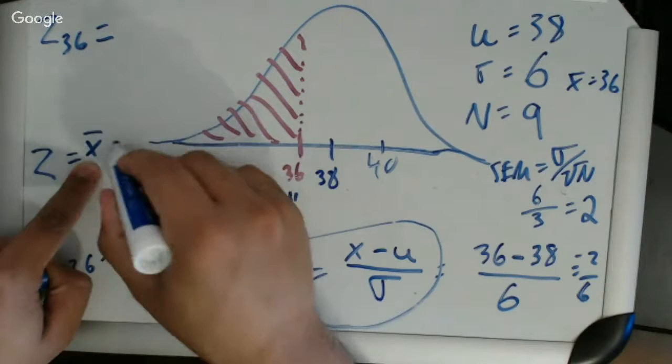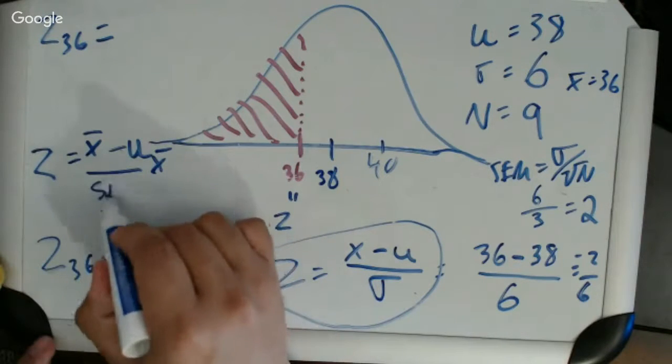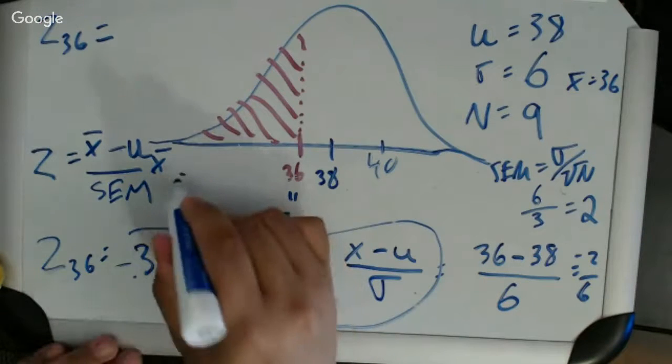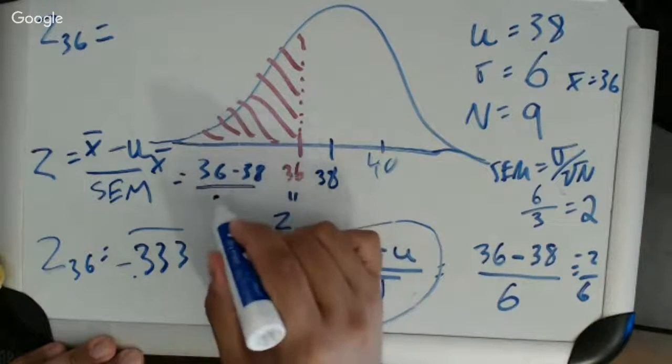So it's 36 minus mu x bar. Is it 36 minus 38 divided by? Yeah. So I guess I'll draw it out. 36 minus 38 divided by 2.